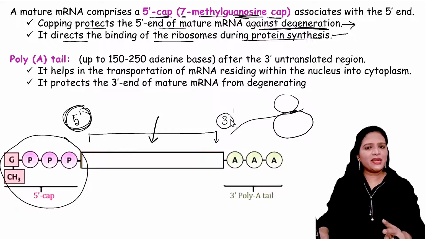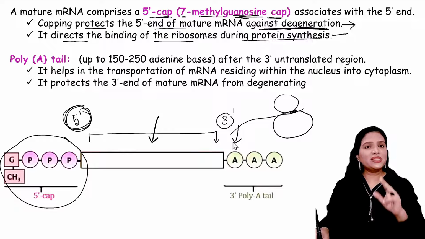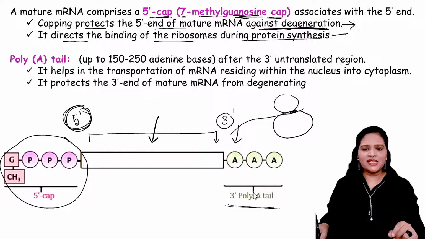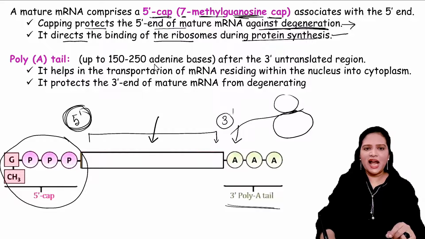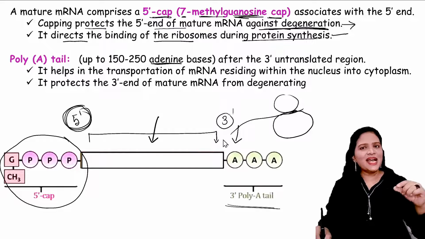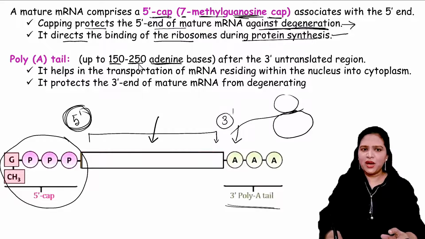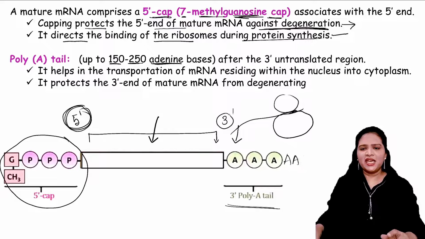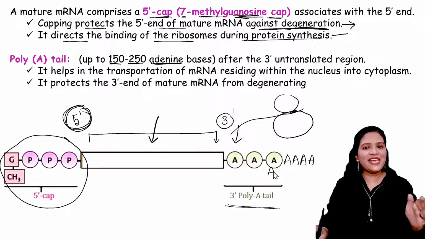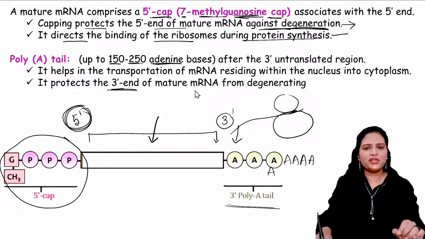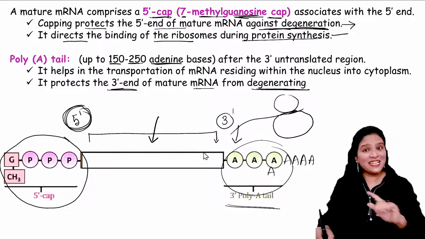At the 3' end of this mRNA, it contains a poly A tail. A stands for adenine. So it contains adenine bases only, about 150 to 250 of them. Okay, so what is the function of this poly A tail? Again, its function is to protect the 3' end of the mRNA from degeneration. It protects this end from getting degenerated.